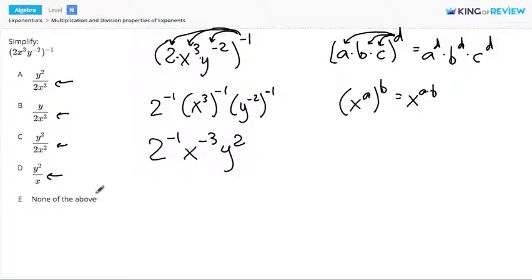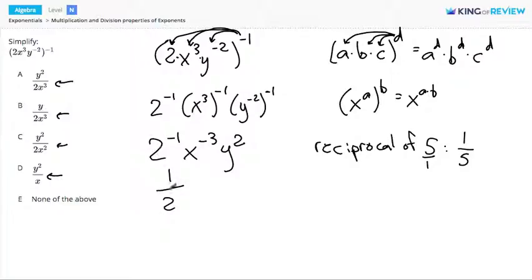A reciprocal, for example, if we want the reciprocal of 5, the reciprocal means we flip it upside down. So the reciprocal of 5, which you can think of as 5 over 1, that reciprocal would be 1 over 5, just flipping it upside down. So if we need the reciprocal of 2 to the first power, since it's a negative exponent, that means we want 1/2. Take the number 2 and flip it upside down.